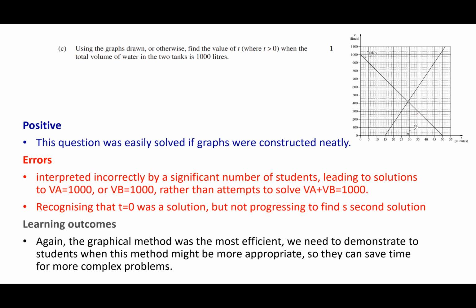And the other problem was simply taking t equals 0, which is excluded as one of the solutions in the question. So again, as a learning outcome, the graphical method was going to be the most efficient, and we need to demonstrate to students when this method might be more appropriate so they can save their time for more complex problems.